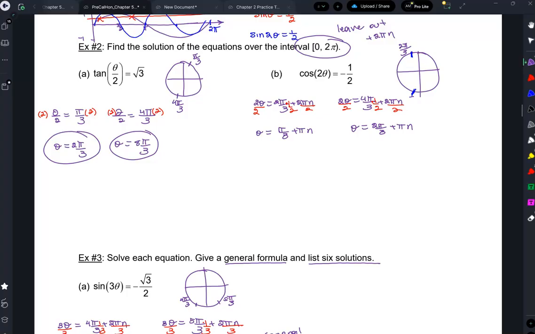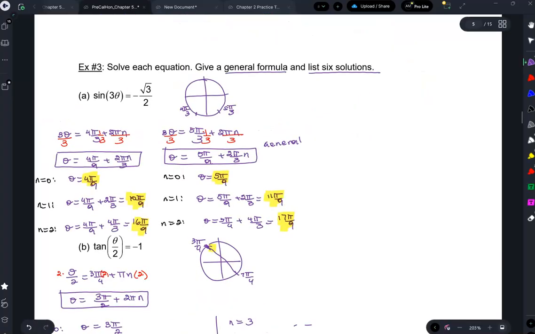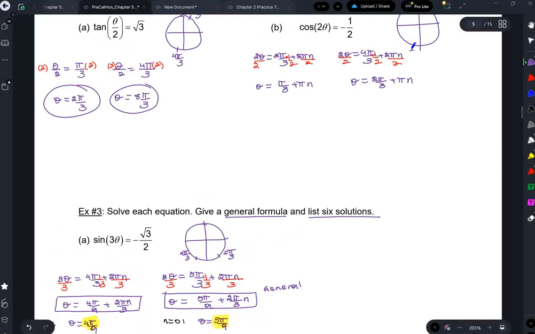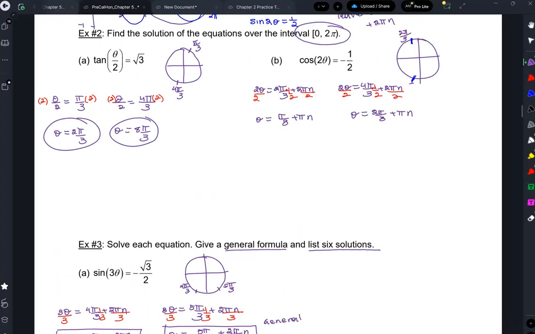Now we need to generate values of theta that fit within 0 and 2 pi. You see how this says to solve from 0 to 2 pi? So let's generate some that fit there, and we're going to do it for the two of them separately. For this one, when n is 0, what do I get? Pi over 3. When n is 1, what do I get? 4 pi over 3. When n is 2, what do I get?